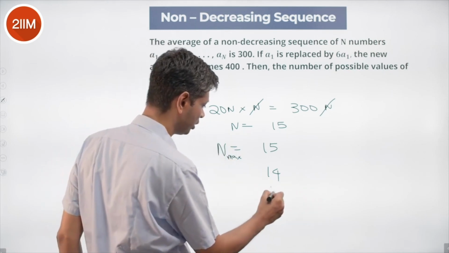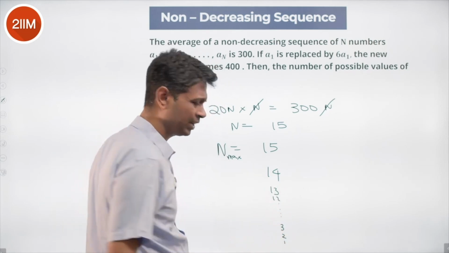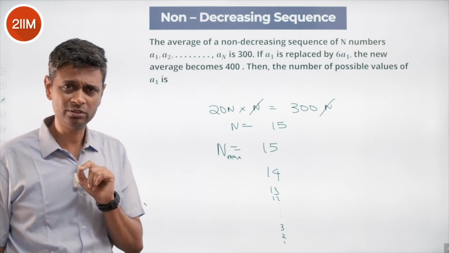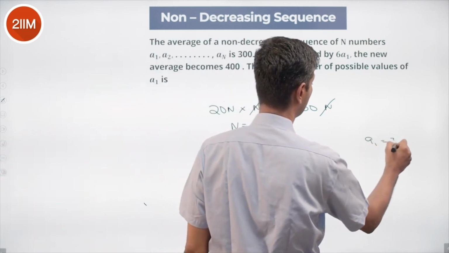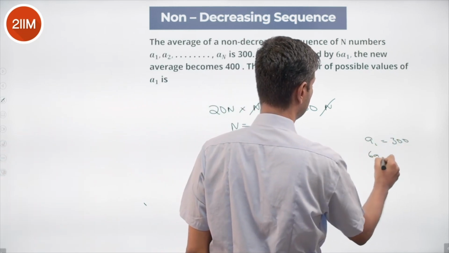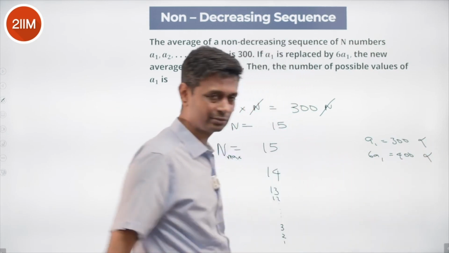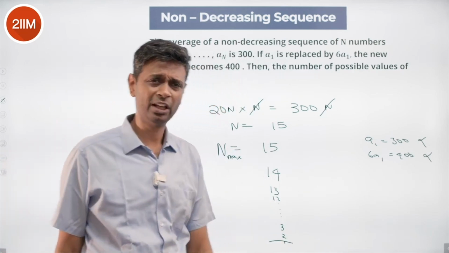N can be 14, 13, 12, all the way till 3, 2, 1. Just want to check the extreme condition, n equal to 1. If n were 1, there's only one term, then a1 is 300. 6a1 equal to 400. This is not possible. This doesn't work. So n cannot be 1. But everything else will work.